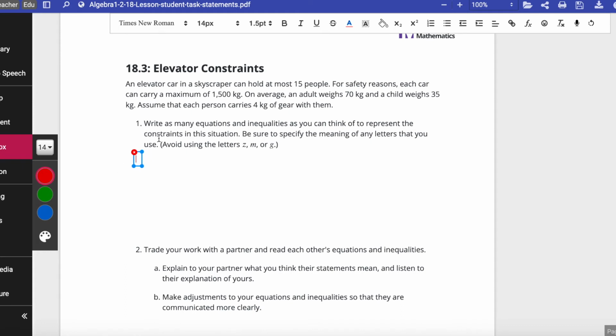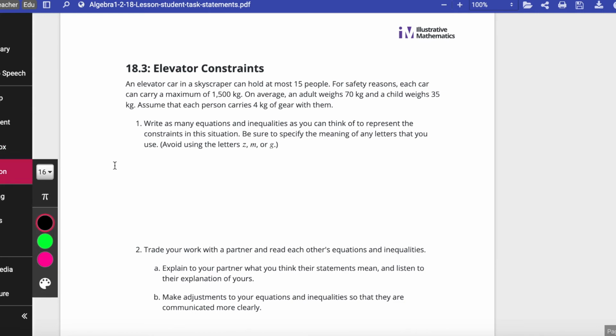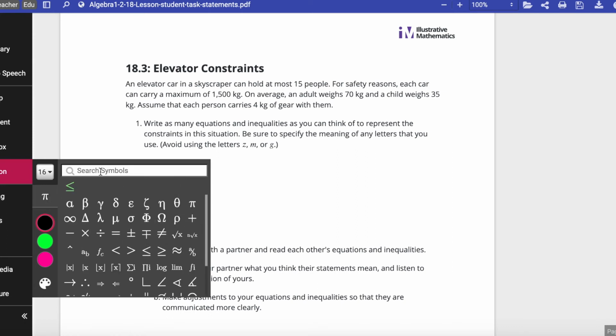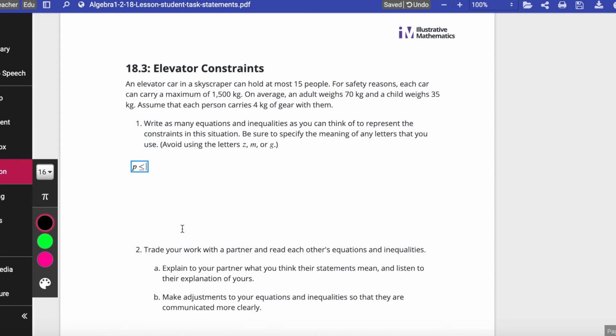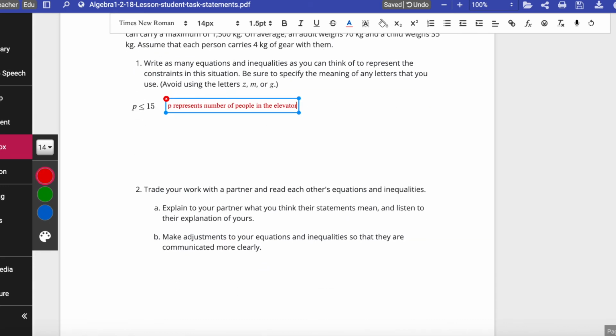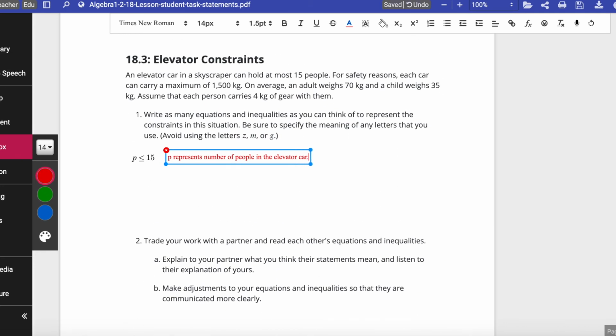So let's see, we could use the equation box. Let's see what that looks like. So P is less than or equal to 15. And then over here you would say P represents number of people in the elevator car, or in the elevator.